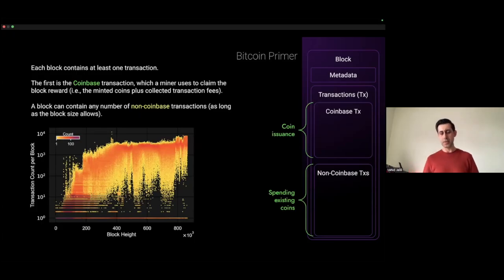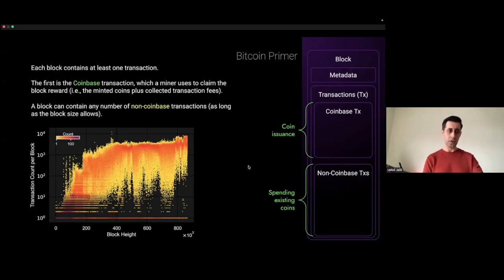Bitcoin blocks basically have any number of transactions. There are generally two types of transactions. One of them is the Coinbase transaction. There is only one Coinbase transaction in the list of the transactions of a block, and it is always the first transaction. And there are also a lot of non-Coinbase transactions.